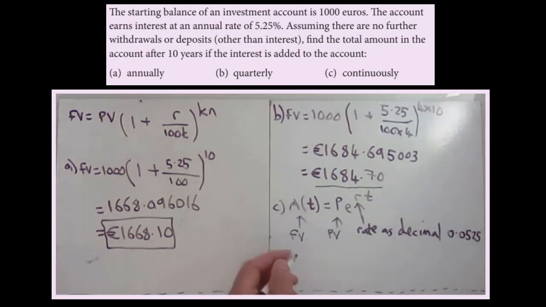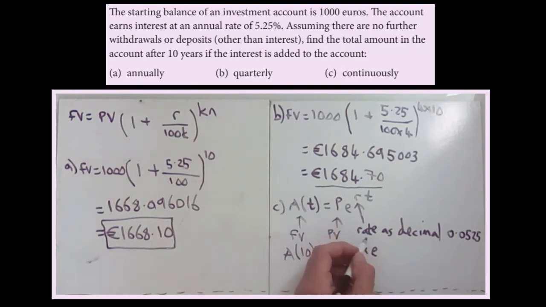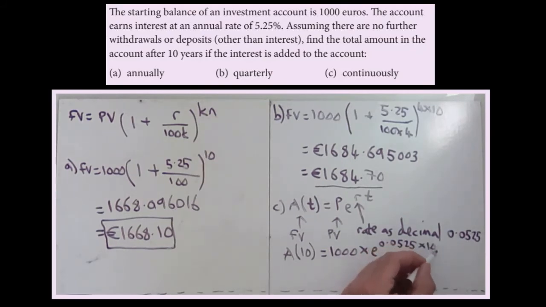So after 10 years, the amount is going to be P, present value 1000, times e to the power of 0.0525 times 10. Depending on the calculator you've got, it might be safe to use a bracket there. If you're not sure, use it, because it won't make you wrong using it, but not using it could make it wrong, if it's an old calculator in particular.